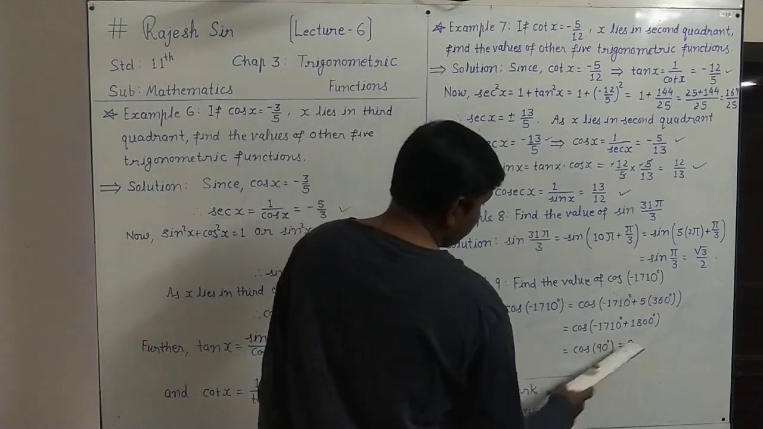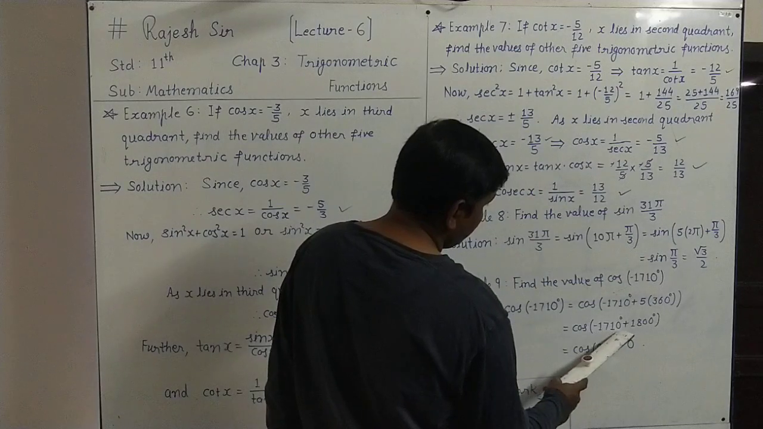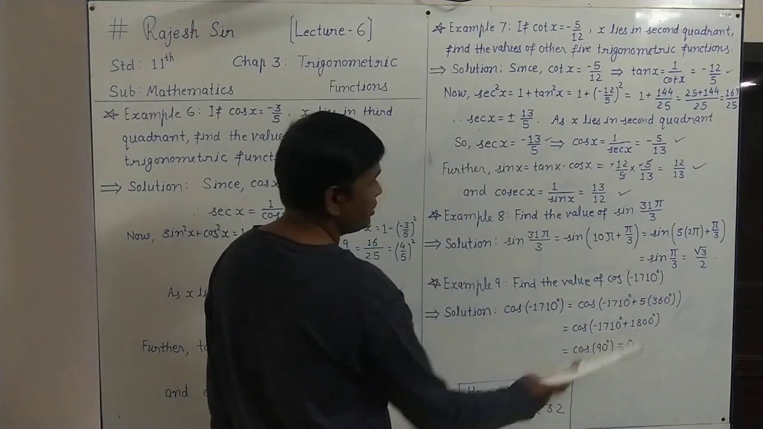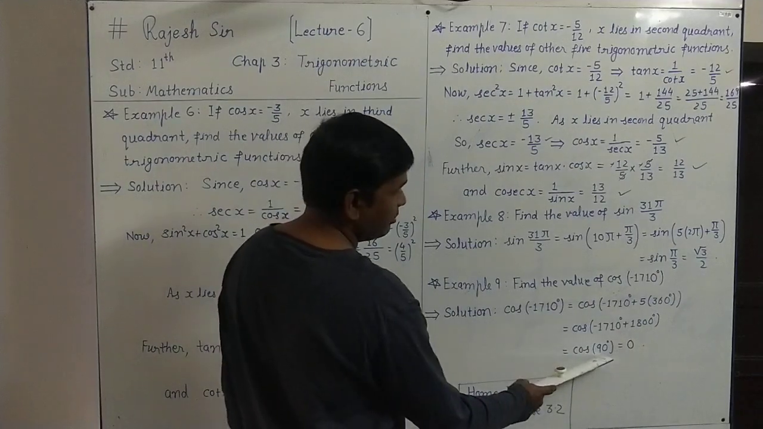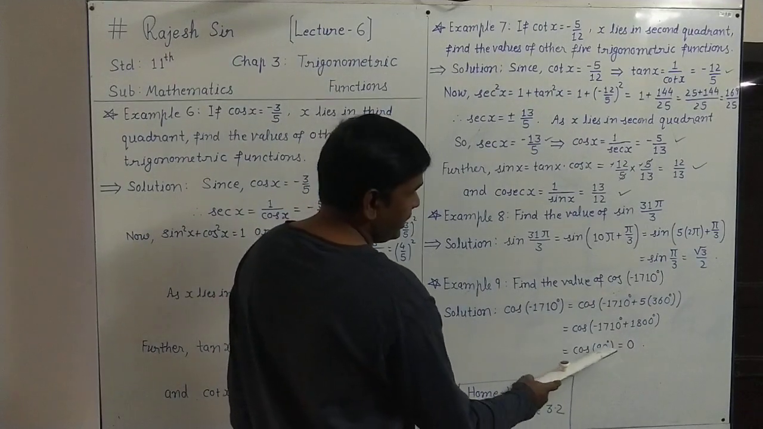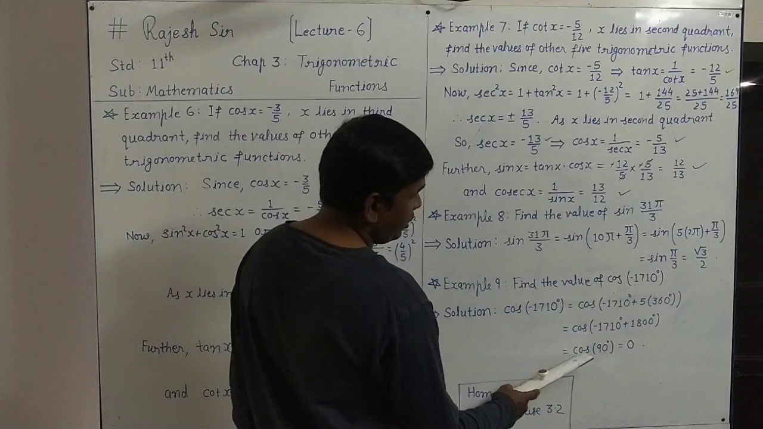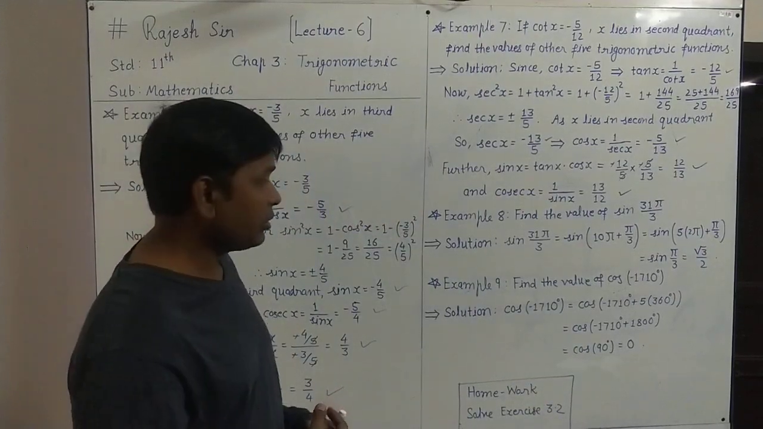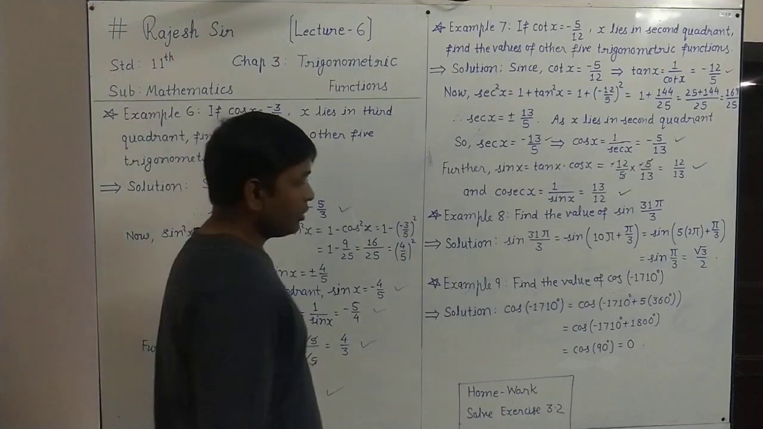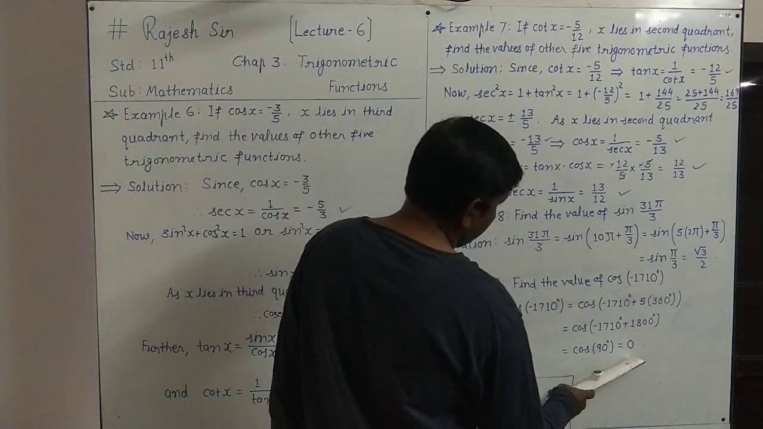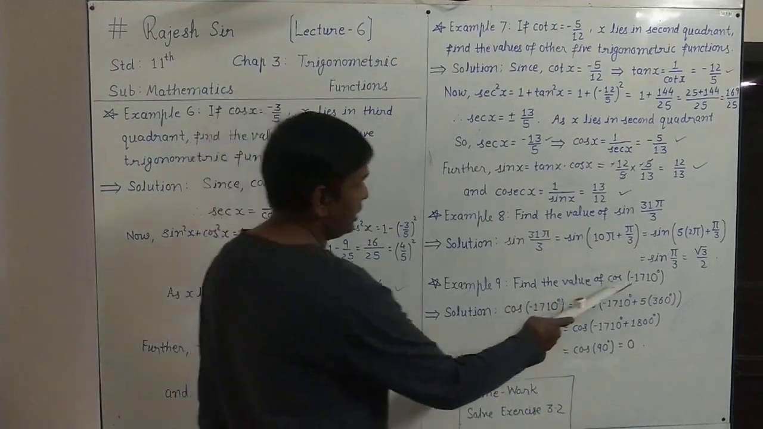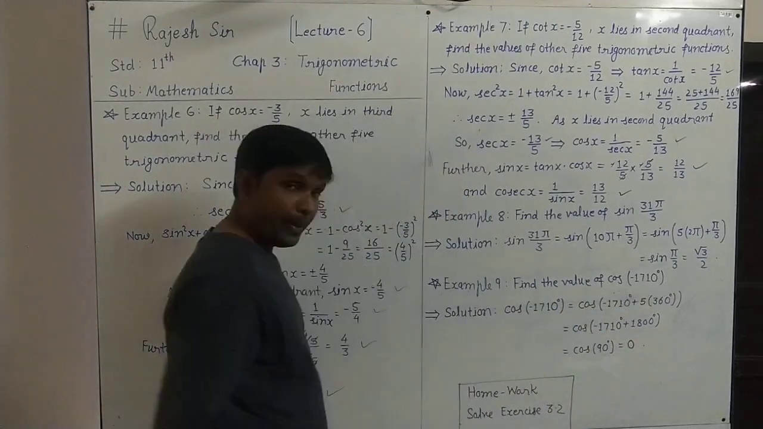Now simplify these two angles: minus 1710 plus 1800, that is 1800 minus 1710. If you subtract, you will get 90 degree. So we have basically cos 90 degree. And cos 90 degree, by the trigo table, you know the value is 0. So this way, the value of cos minus 1710 degree is 0.